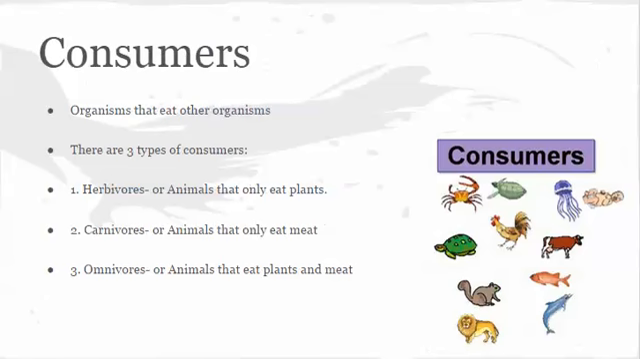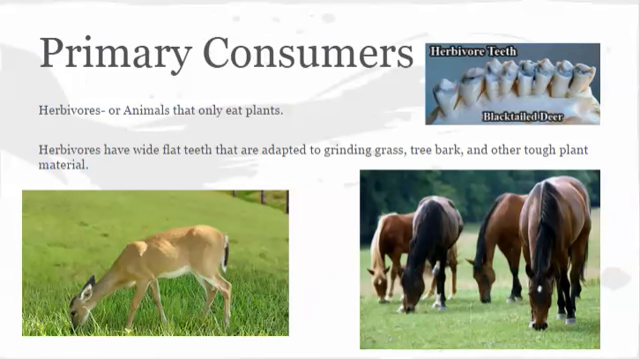Next up is consumers. These are organisms that eat other organisms. There are three main types of consumers. They range anywhere from, as you can see there in the bottom right, a lion to a squirrel. The first type being a herbivore. These are animals that only eat plants. Second up is your carnivore, animals that only eat meat. And third up is your omnivore, or animals that eat both plants and meat. A little more in depth on each of these three.